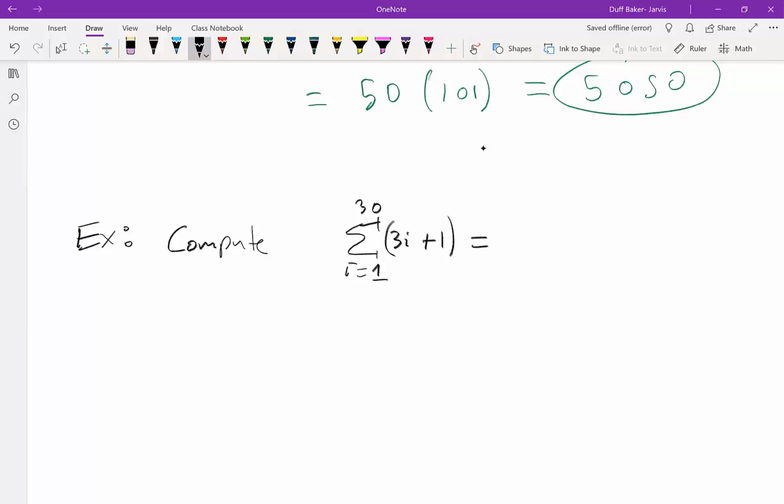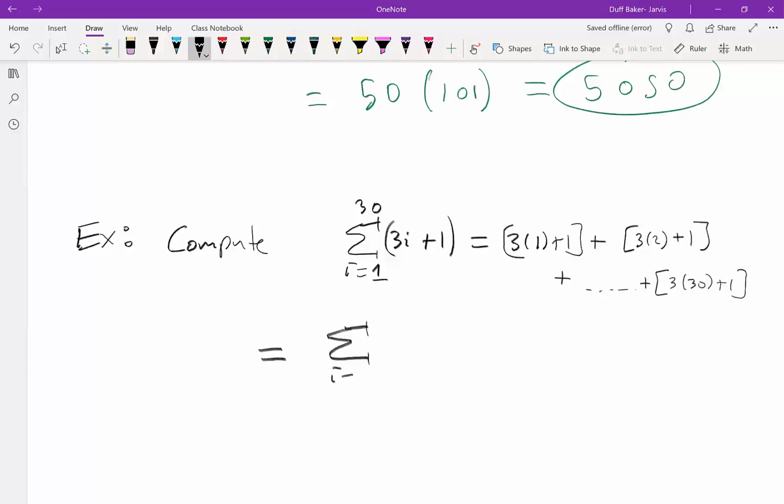Remember, this is just shorthand for having 3 times 1 plus 1 plus 3 times 2, you increment i by 1. And you would keep doing that all the way until the very last term would be when you plug in 30, 3 times 30 plus 1. So we're asking what that's equal to. And what you would do is first use the property we talked about before to split this up. So you would break it up into 2 pieces. And you would pull the 3 out.